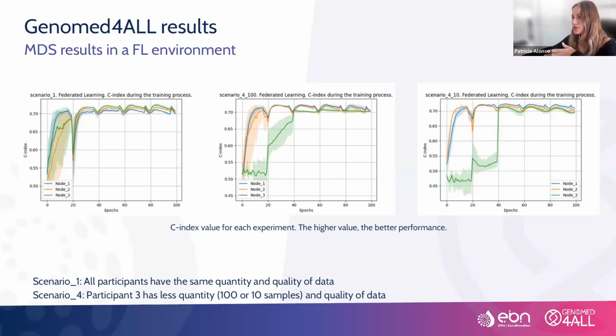So I'm showing you results here for 3 different experiments. Scenario 1 is a simulation where every hospital has the same quantity and quality of data. I think it was like 2,000 samples each one. You can see that the curves show a really similar performance for each hospital, which makes sense since the data is really similar in terms of quantity and quality. You can see that every 20 iterations or every 20 epochs, there is a peak in the representations. This peak represents the federated learning sharing step.